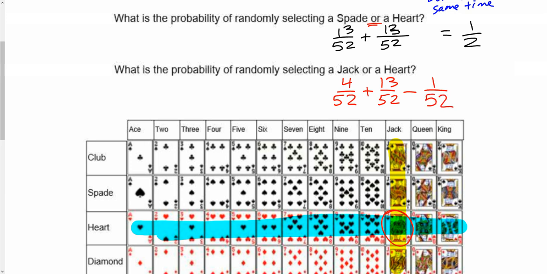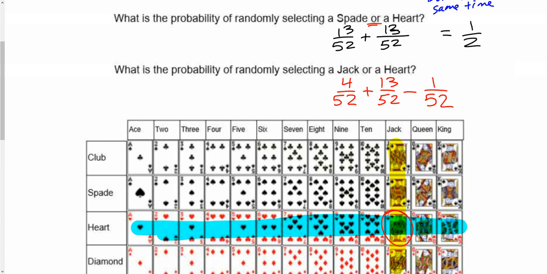So guys, when it comes to cards, when they tell you the different cards, ask yourself, is there a jack of hearts? Yes, that means it's not mutually exclusive. Look at the other one. Is there a spade of hearts? No, there's no such thing. So that one's the mutually exclusive one.